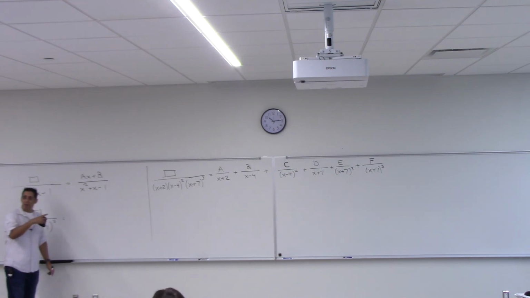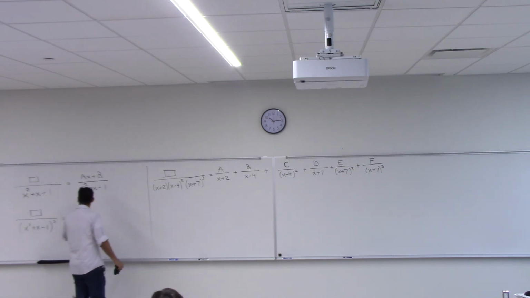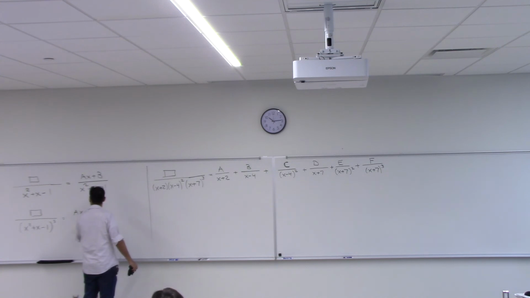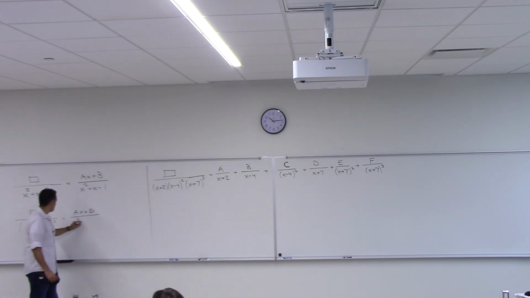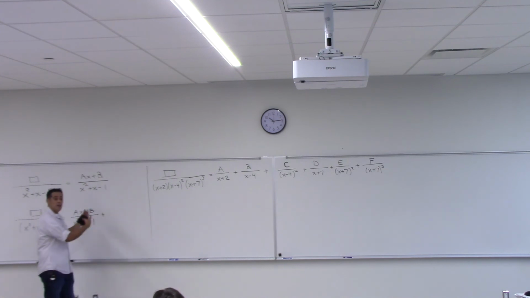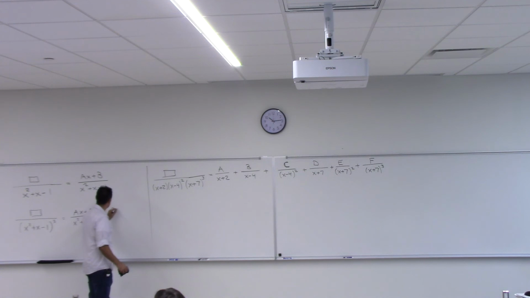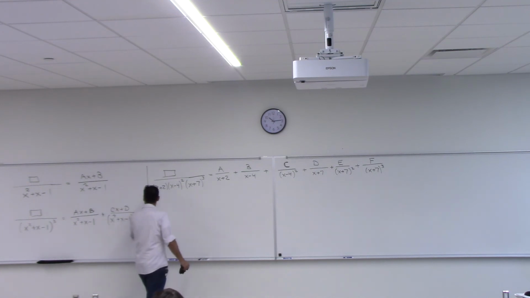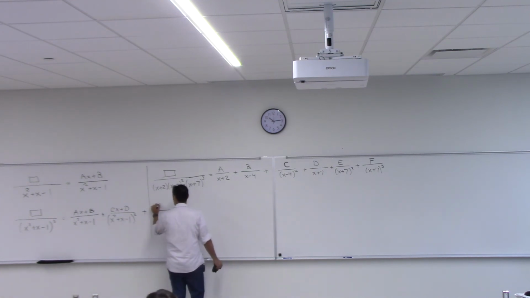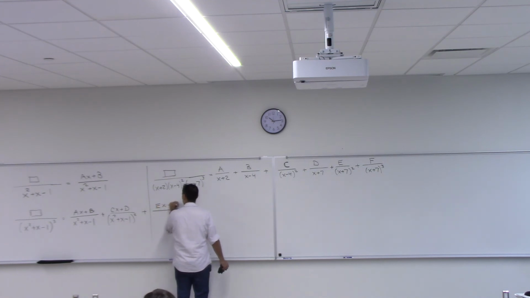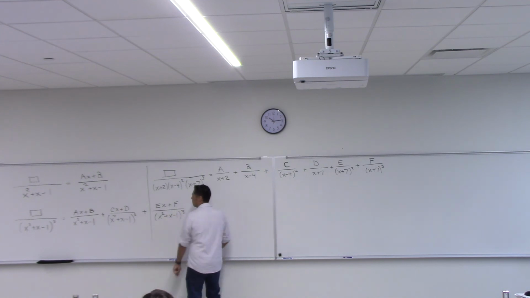And on top of each one, we need it to be linear. It'll look like this: ax plus b over the first irreducible quadratic, without raising it to a power. Plus, now I need another linear expression on top: cx plus d over x squared plus x minus 1, but this time squared. And then finally, ex plus f over x squared plus x minus 1 to the third.